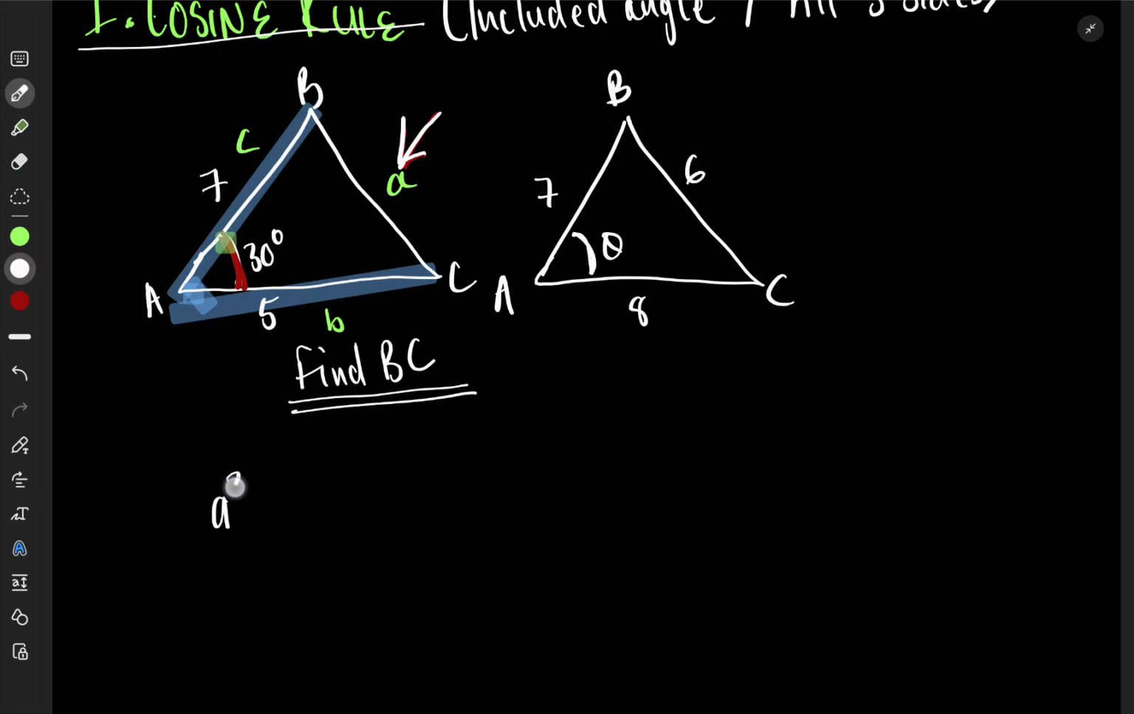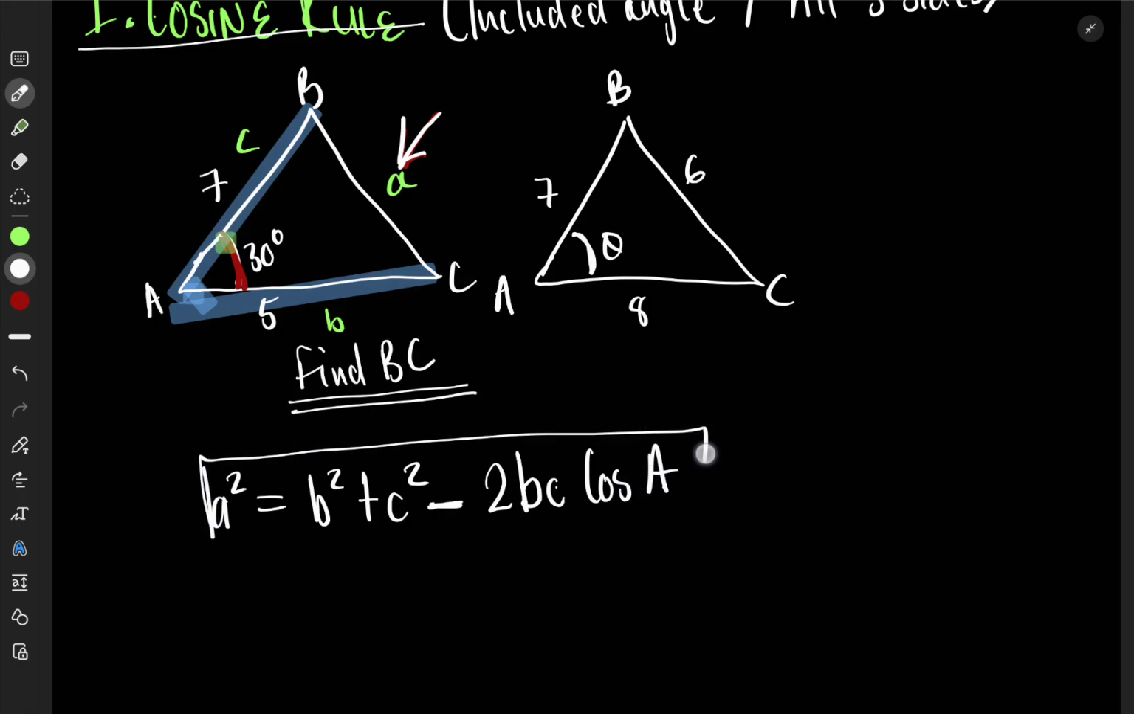So we'll say a squared. We start with a squared. It is going to be equal to the other two sides, which are b and c. So b squared plus c squared. We add them once they're squared. Then we say minus 2bc cos capital A. Remember that there will be a 2 in front of the bc.